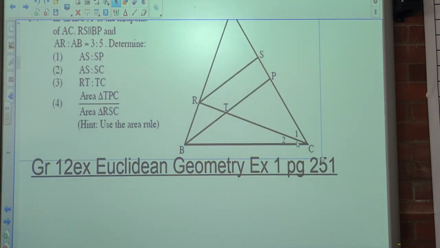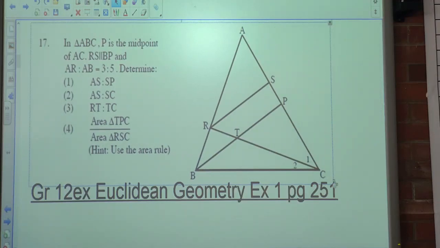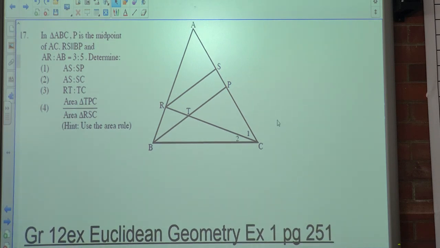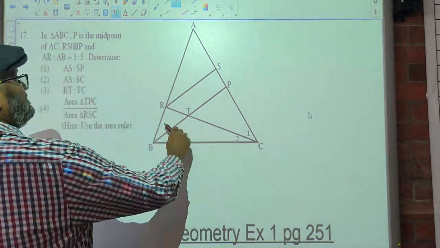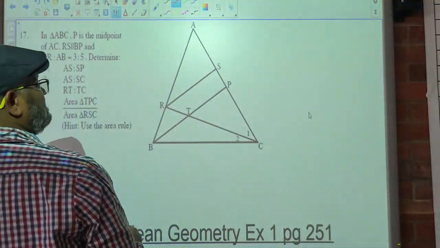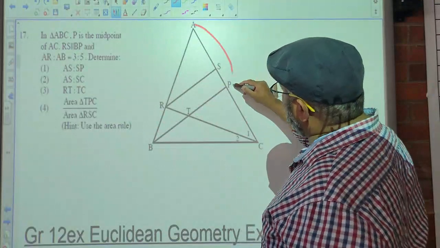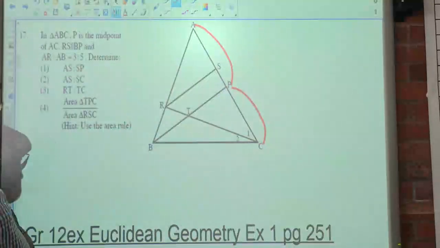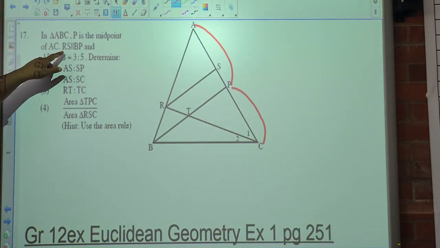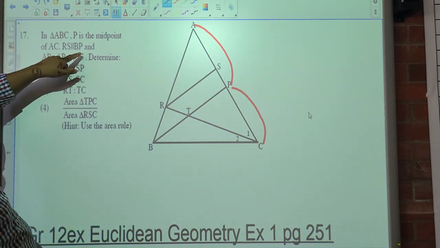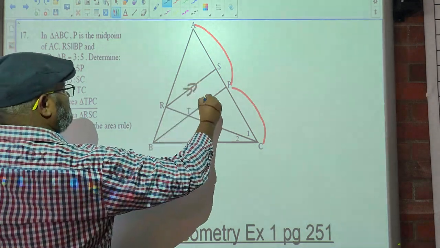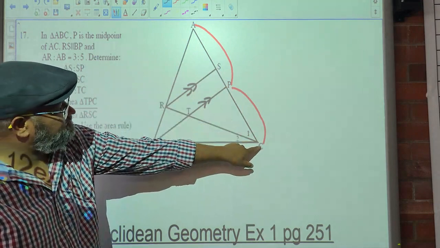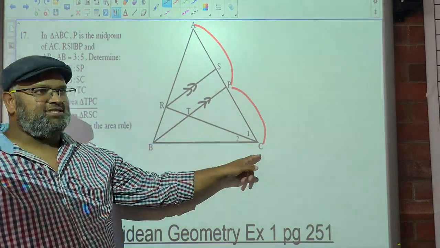The last one. Number 17. So here we are told in triangle ABC, we got A, B, C. We are told that P is the midpoint. People, if P is the midpoint, what do we know? They are equal in length. Okay? P is the midpoint of AC. Alright. So RS is parallel to BP. If that's the case, what do we know? We know that SP over PC is equal to RP over PC and all these variations.